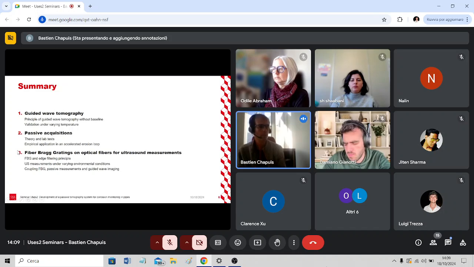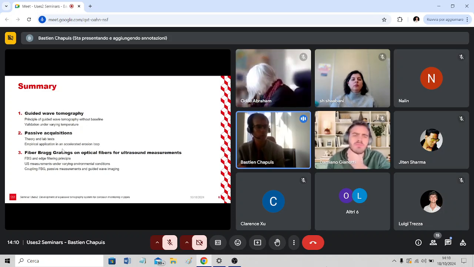Then we will have a second part about passive acquisition. In the title, it was passive guided wave tomography, so I will describe the difference between active and passive systems. And we will show a demonstration performed by our team a few years ago in an erosion loop, to demonstrate that passive guided wave tomography was able to monitor very precisely the erosion in a metallic pipe.